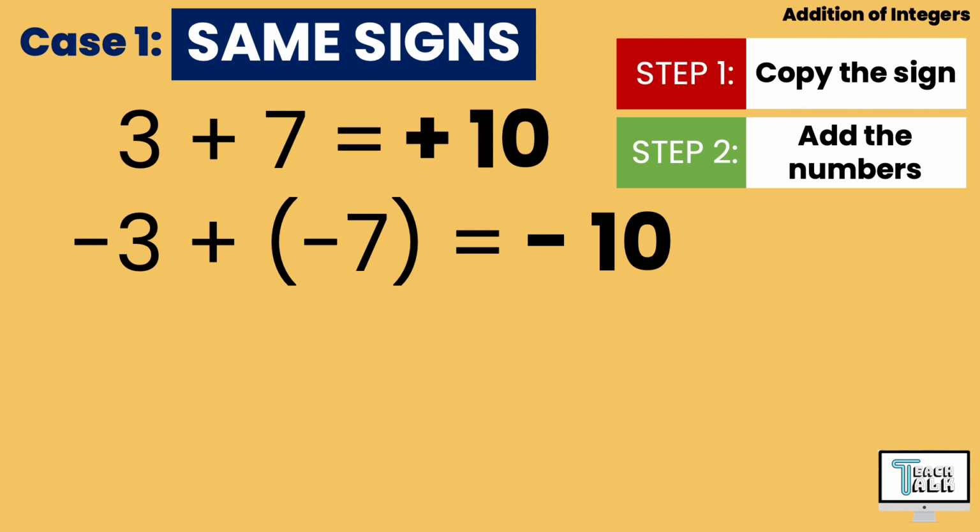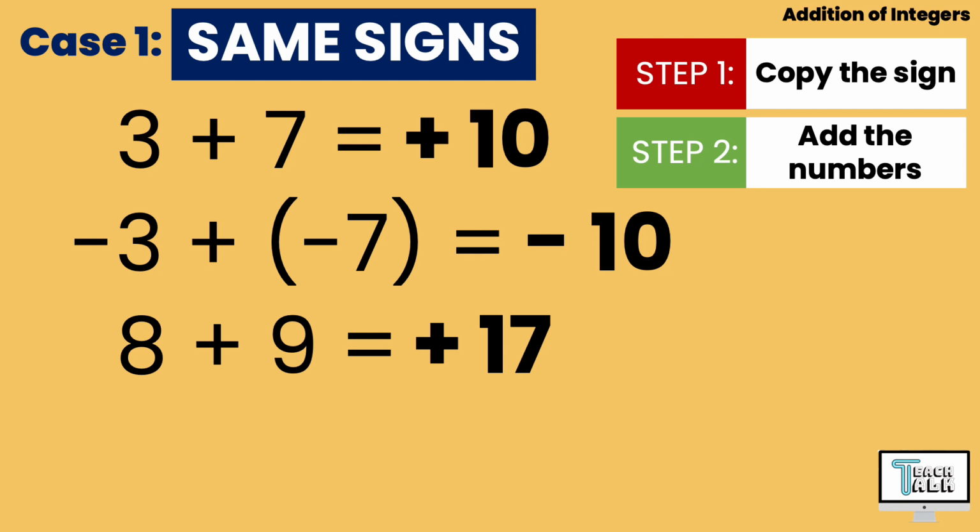Let me give you another example. Let's have example number 3. We have 8 plus 9. Ano ang sign ni 8? That is positive, understood to be positive. Ano ang sign ni 9? Positive. Now, since we have the same sign na positive, ano ang first step natin? Copy the sign. Ang sign nila, positive. Therefore, the answer is also positive. Step 2, add the numbers. What is 8 plus 9? 8 plus 9 is 17. Therefore, 8 plus 9 is positive 17 or just 17. Okay? Yan ang ating example number 3.